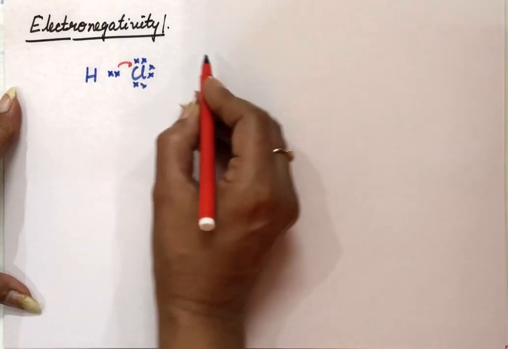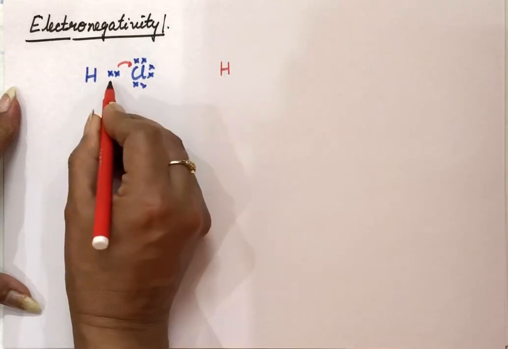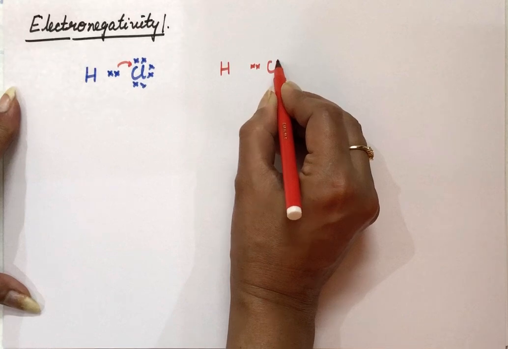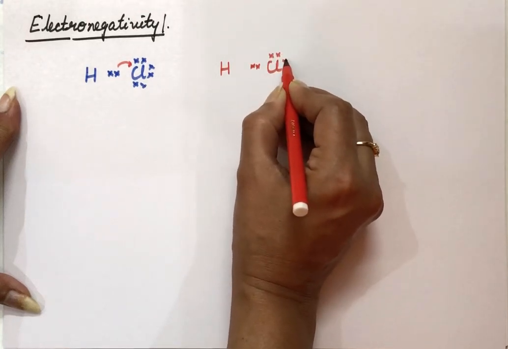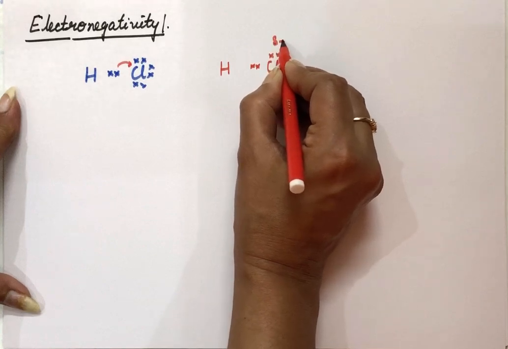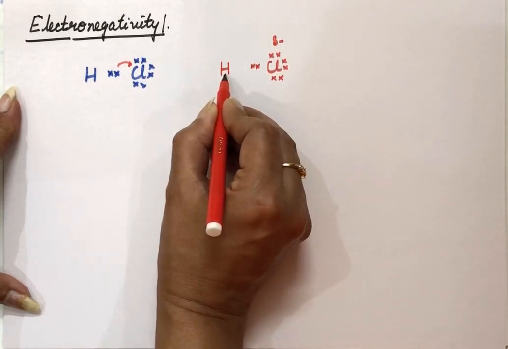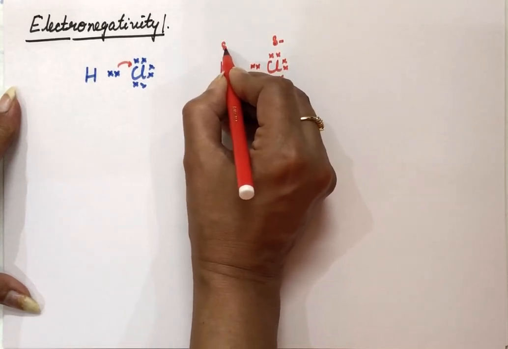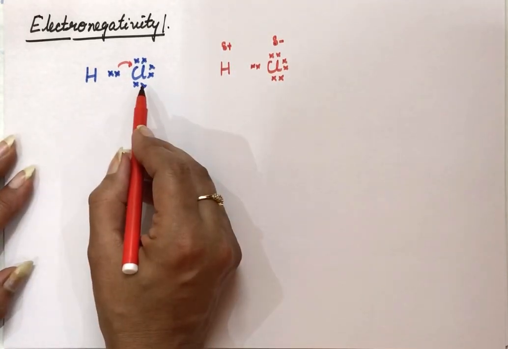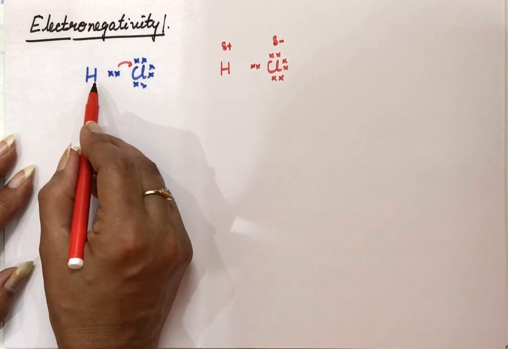As a result of this, what will happen? These electrons will be displaced a little to the side of the Cl. So Cl will get a partial negative charge, and since the electrons have gone away from H, H will get a partial positive charge. So in this case, Cl is more electronegative than hydrogen.